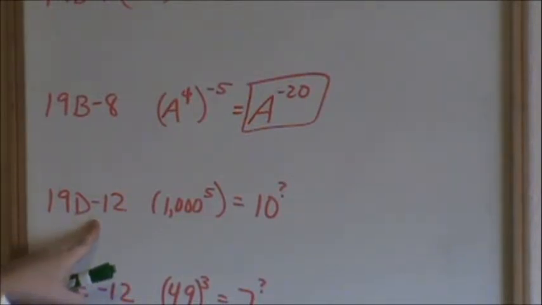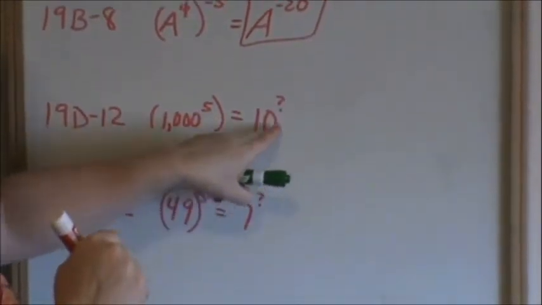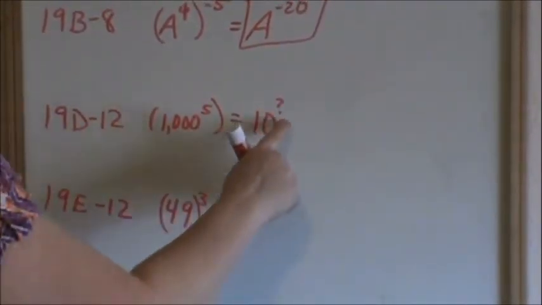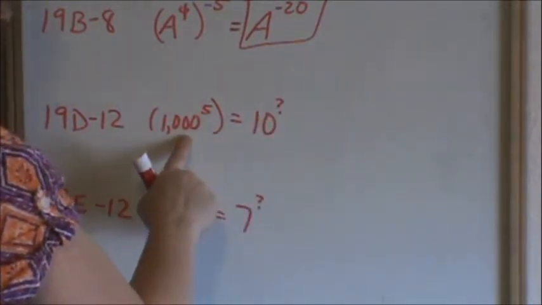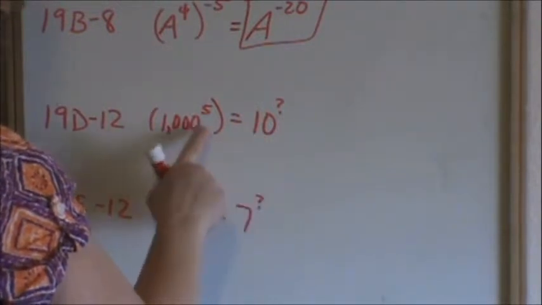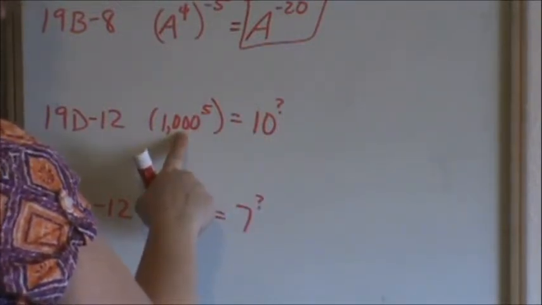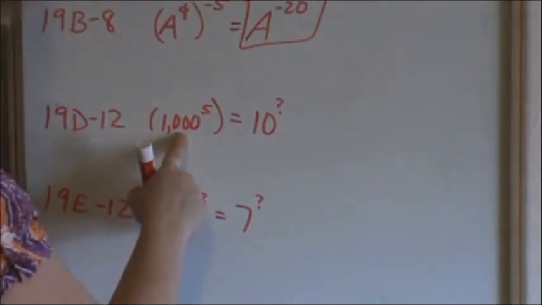Looking at 19d, number 12. You have 1,000 to the 5th equals 10 to the what? They want you to find out what this question mark is. On these problems, you need to have the same base. Here we have a base of 10. Here we have a base of 1,000. Can we put 1,000 into base 10?